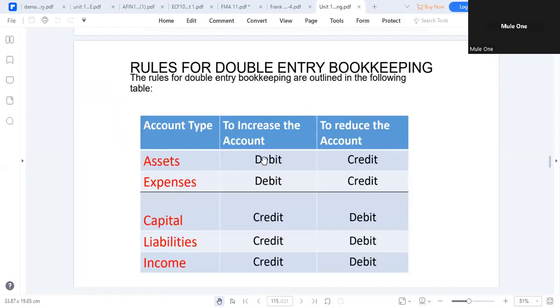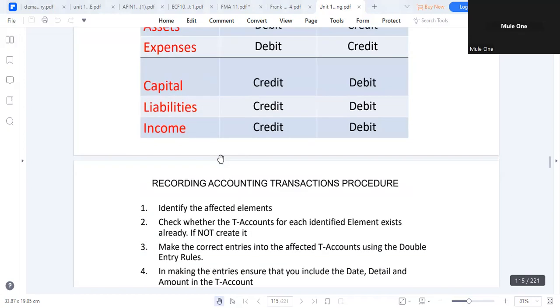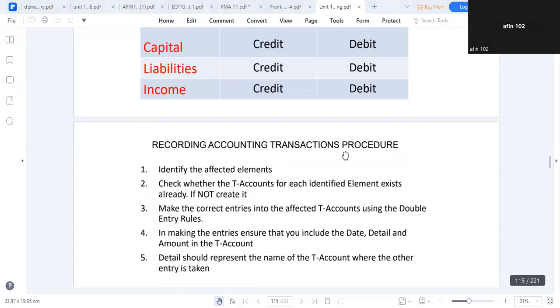Debit assets. So to increase assets, we debit them. To reduce them, we credit. Expenses, increase them with debit, to reduce with credit. Capital, to increase with credit, to reduce with debit. Liabilities, with credit, to reduce with debit. So this is the procedure that I was explaining earlier on. Now, having understood this, the procedure, firstly, would be to identify the elements that are affected. Then we check our T account, and for each identified element, we should see whether it exists or not. If not, then we create it. Then we are going to apply the double entry rules.